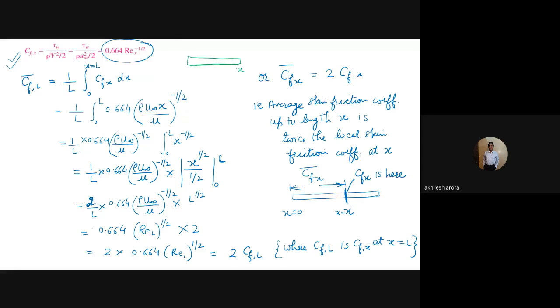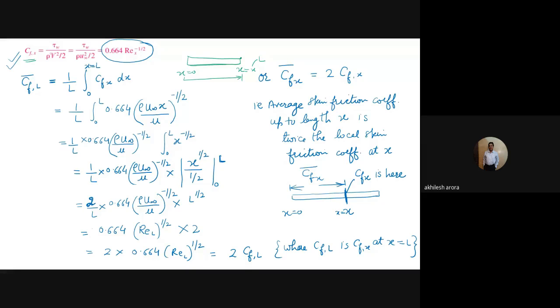Suppose this is the plate, and I am calculating this value of the friction coefficient, where this is x equal to 0, and this is x equal to x. So I am calculating at this particular point. Rather, I can say that this value is L, so it is the trailing edge at which I have calculated the coefficient of friction.